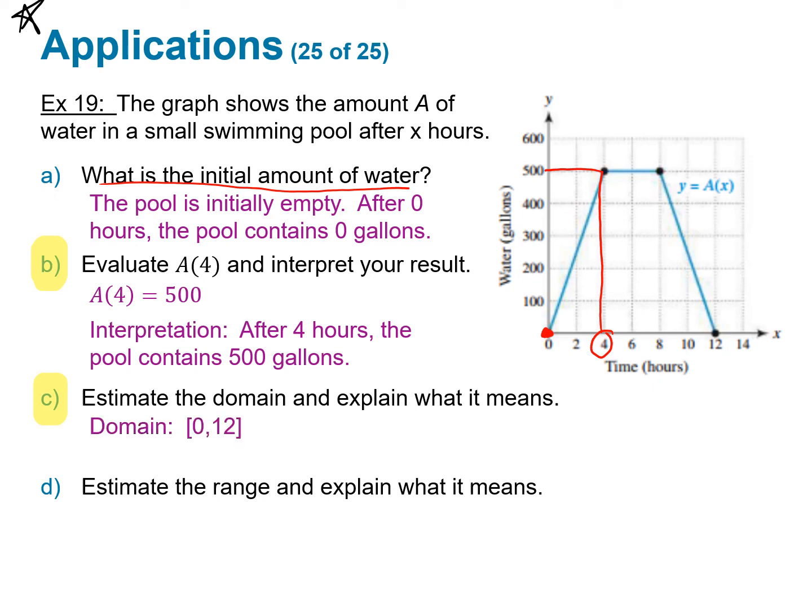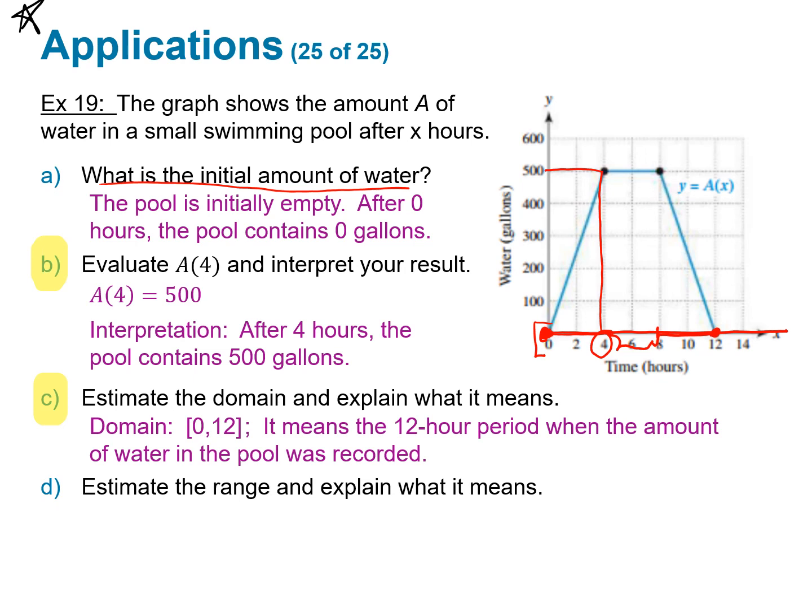It says estimate the domain and explain what this means. So the domain is the amount of time basically that we're looking at from 0 to 12. So at first, initially, there was no water. We filled it up for 4 hours. We swam for 4 hours, and then we drained the pool for another 4 hours. So from 0 to 12 is our domain. It means over a 12-hour period, the amount of water in the pool was recorded.